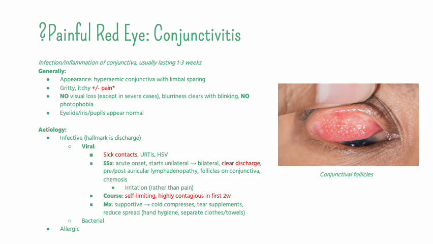The main thing with viral conjunctivitis is the history of sick contacts or upper respiratory tract infections. The main thing to remember is that in viral conjunctivitis, the discharge itself is clear and the course is self-limiting, but it is highly contagious within the first 2 weeks. The management in this case is supportive, so you can use cold compresses and tear supplements, and to reduce the spread, it's really important to emphasize good hand hygiene and to wash any shared towels and clothes separately so as not to spread the virus.